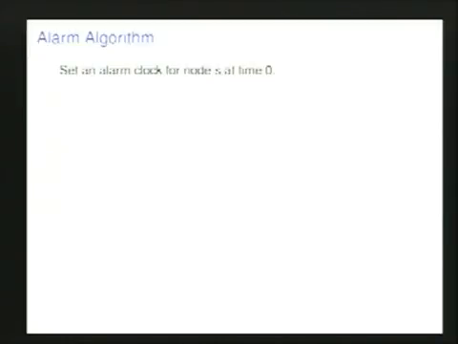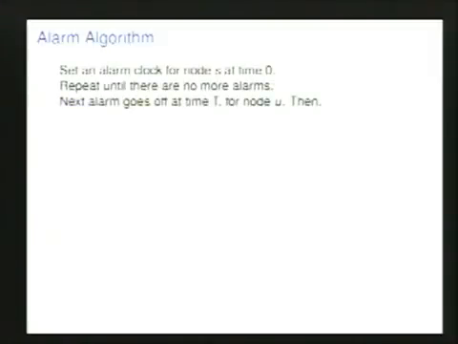the alarm algorithm. Let's just write it down as an algorithm. Repeat until there are no more alarms. Next alarm goes off at time t. Let's just say it goes off at time t for node u. Then you process node u. You always process the next alarm, right? You don't process an alarm at 24 when there's an alarm at 23, right? We process them in order.